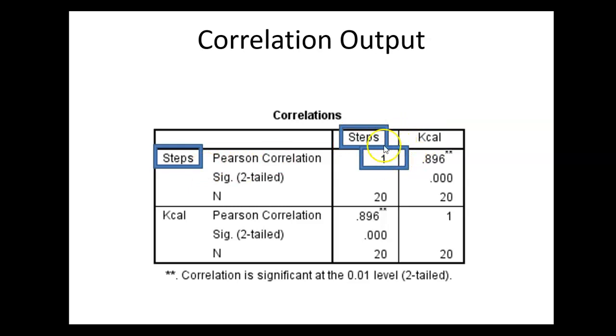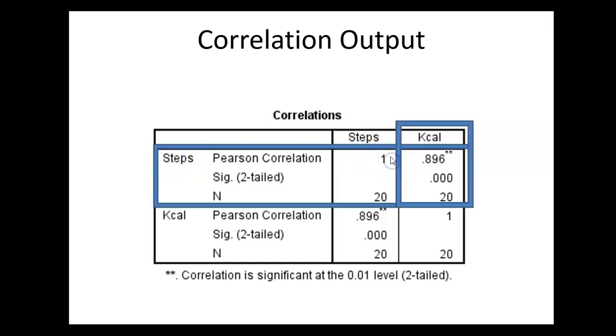And this right here just shows that you're always going to find a perfect correlation between the same exact variable. The relationship between steps and steps is always going to be 1. And again, we see 0.89 as a strong and positive relationship, which is also significant between calories burned and steps taken.